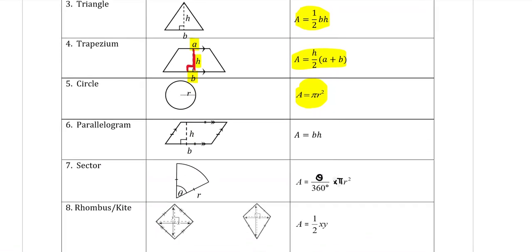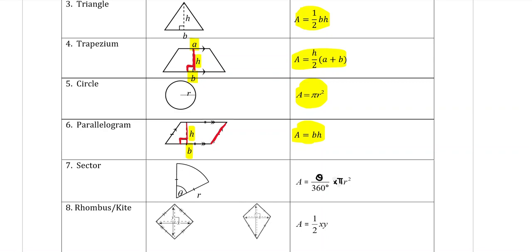A parallelogram is A equals BH, which is just like the rectangle. But a rectangle has straight sides, and a parallelogram is just pushed over. So the B and the H needs to be perpendicular to the base, meaning that you've got this right angle down here again. It's not the slopey side of the parallelogram, it's the straight up and down one.